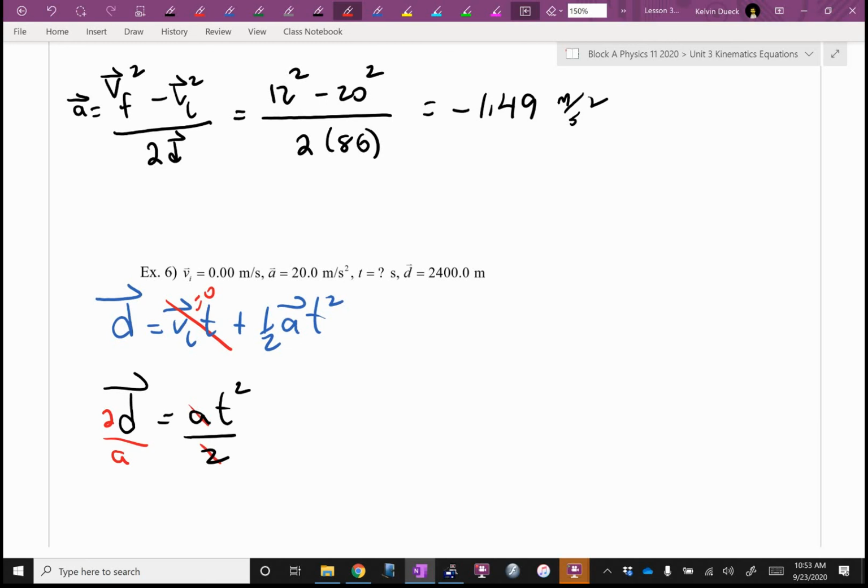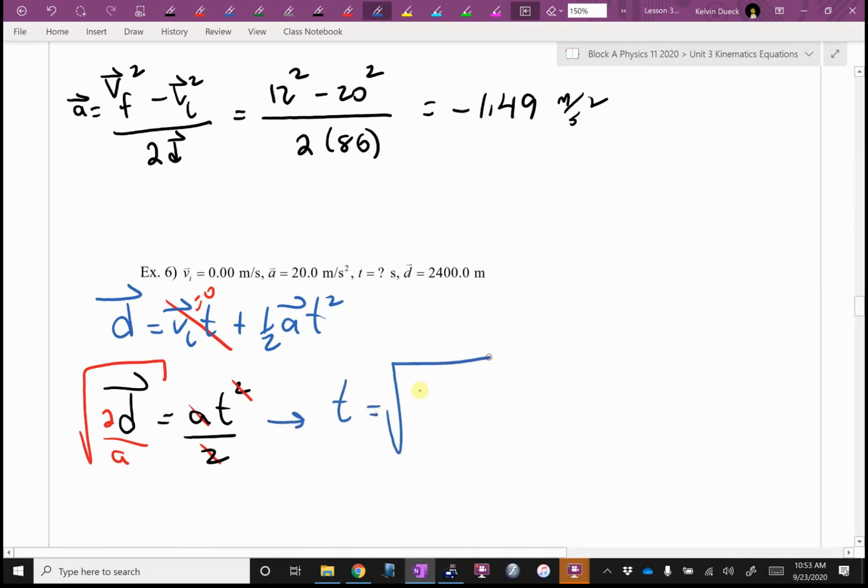Equals t what? Ooh. How do I get rid of a squared? I'm going to cross out this and put a big square root here. We'll use this one fairly often. T equals the square root of 2 times d over A. It's going to be the square root of 2 times 2,400 all over 20.